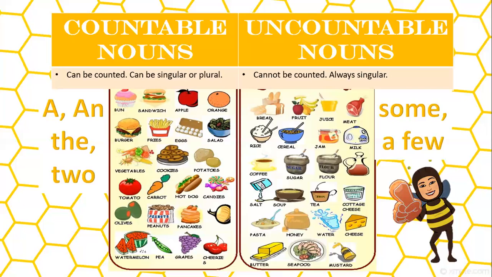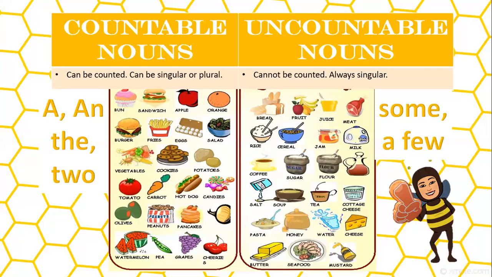Uncountable nouns are words that cannot be counted. They are always singular. For example, bread. There's no "breads." We have to eat some bread. If you want to specify it, I want to take a piece of bread. You cannot say "I want to take a bread." A loaf of bread.